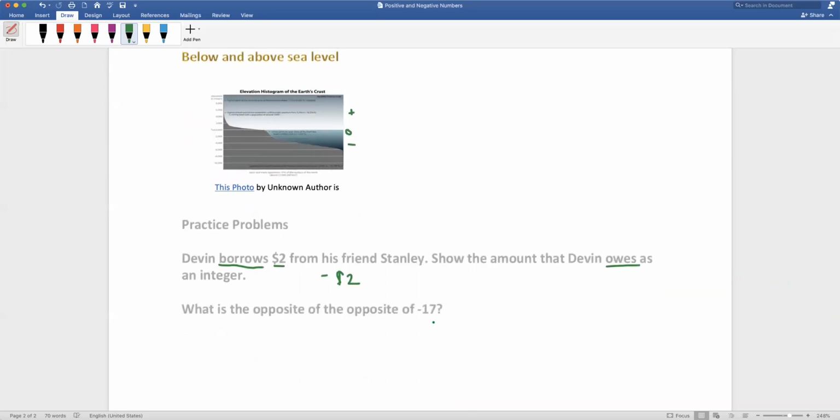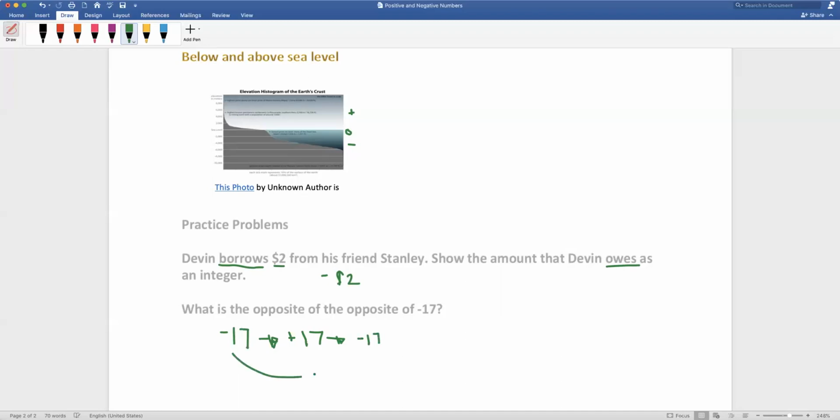What is the opposite of negative 17? Pause the video if you need more time to think. Time's up. The answer is negative 17. Let's see how that works. So negative 17, the opposite of that would be positive 17. The opposite of that would be negative 17.